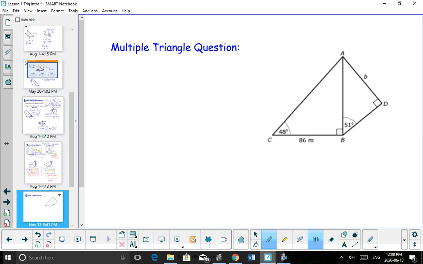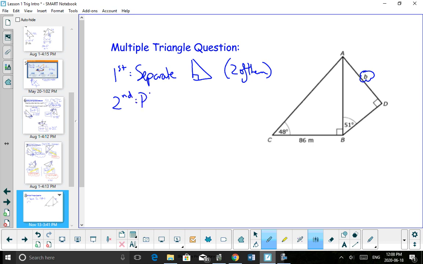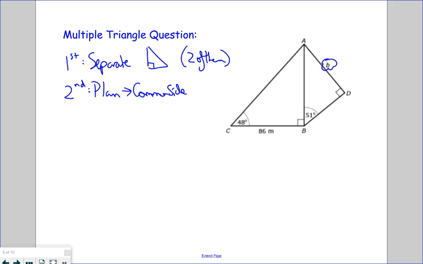Okay, what if we have two triangles? So I'm looking for side length B here. So the advice that I gave you in grade 10 was the first thing that you do is you separate the diagram into right angle triangles. Okay, and there'll usually be at least 2 of them. Then you come up with a plan. Now, normally what that plan involves is finding a common side. So just to show you what I mean here.